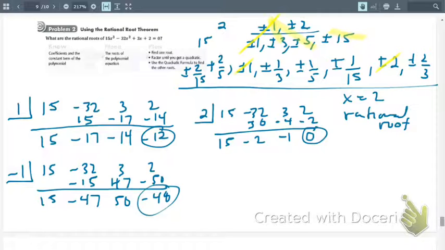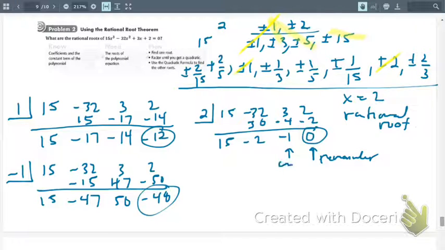Alright, now, what do we do next though? Because there could be more. Well, what is left? So, if you recall, this right here is your remainder. Right, so since we have a remainder of 0, we know that x equaling 2 is a root.